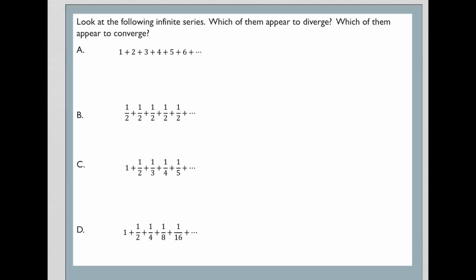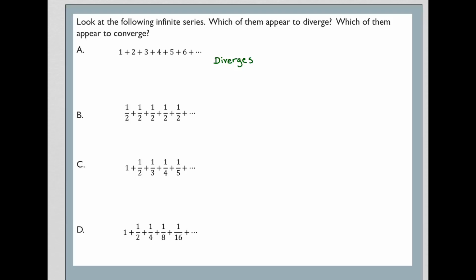Let's take a moment now and look at each of these and talk about them individually. In the first infinite series, we have 1 plus 2 plus 3 plus 4 plus 5 plus 6 plus, etc. Your first instinct: does this series diverge? Does it grow infinitely big? Or does it converge? I think you probably agree with me that this is a diverging series.